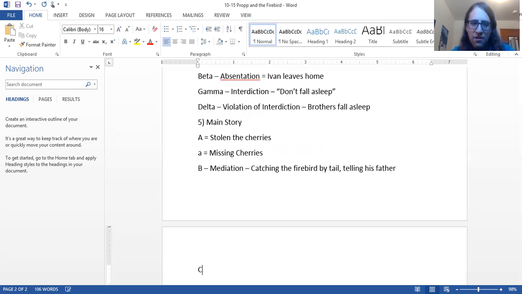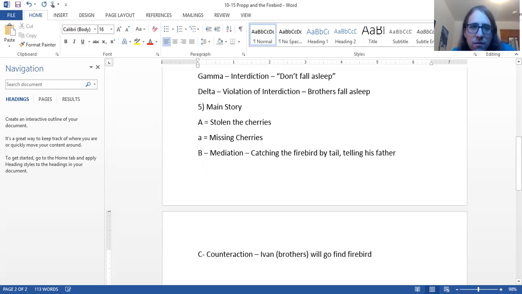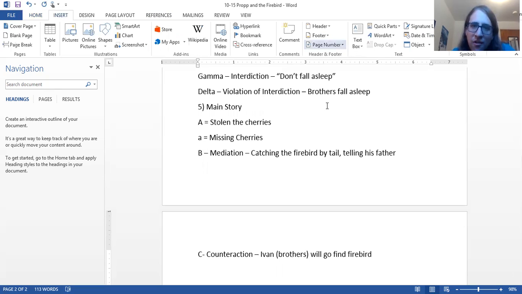Okay, C is our counteraction. Ivan will go find the Firebird. That's pretty straightforward, right? You've also got the other brothers doing it too. So let's see. I could try to insert an up arrow symbol, but I'm okay with just making a little caret bracket here. We'll know what that means. So this is our up arrow. Ivan leaves home.